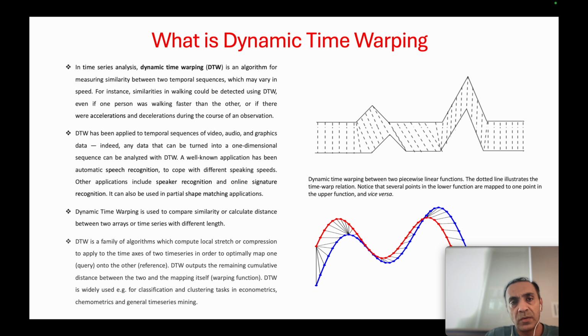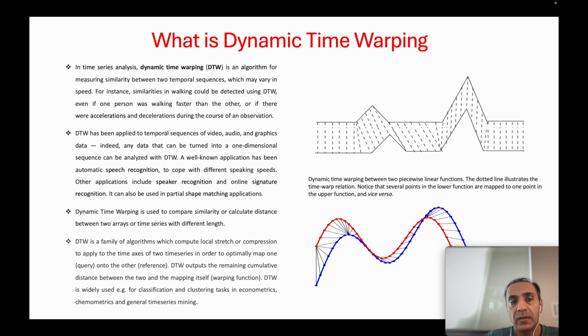Alright, so continuing here again. What is dynamic time warping? Well, in time series data analysis, dynamic time warping is an algorithm for measuring similarity between two temporal sequences, which may vary in speed. For instance, similarities in walking could be detected using dynamic time warping, even if one person was walking faster than the other, or if there were accelerations or decelerations during the course of an observation.